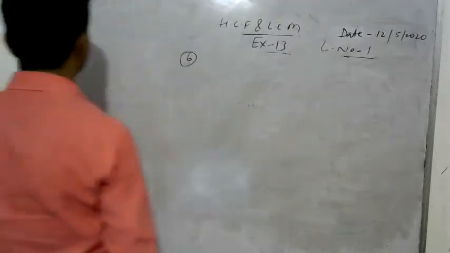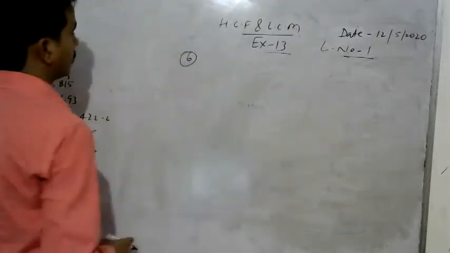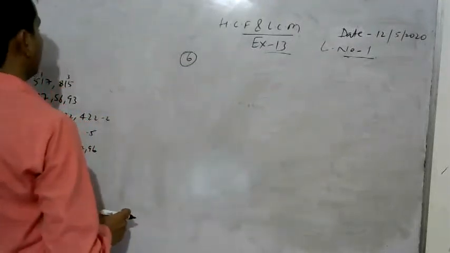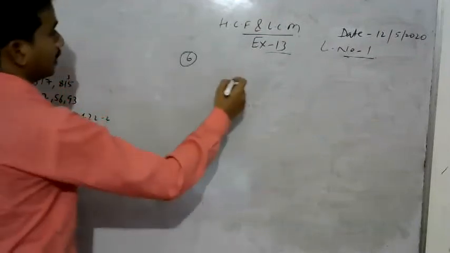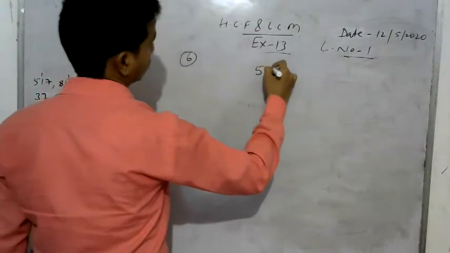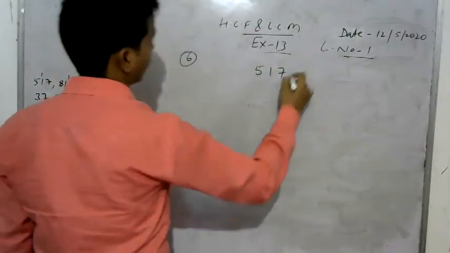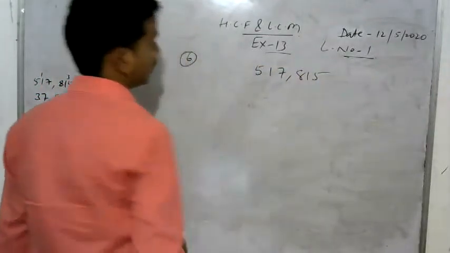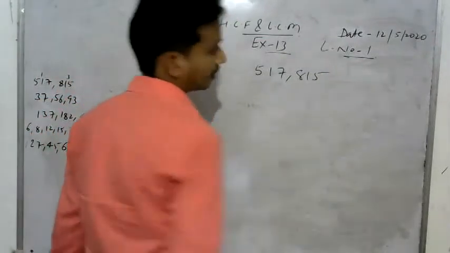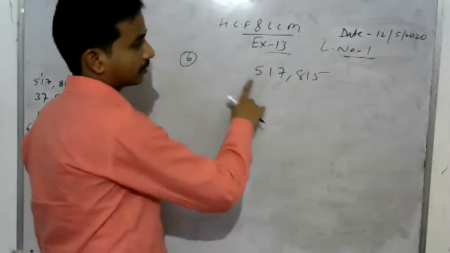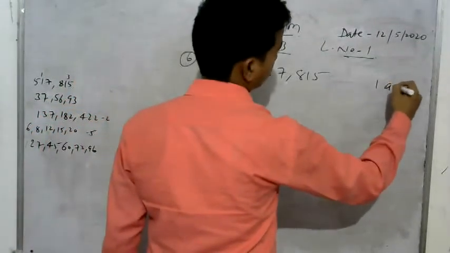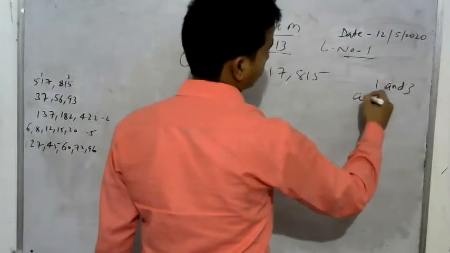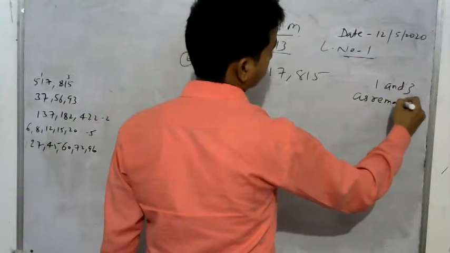So we have to find the greatest number that will divide 517 and 815, leaving 1 and 3 as remainders. Find the greatest number that will divide these, leaving 1 and 3 as remainders.